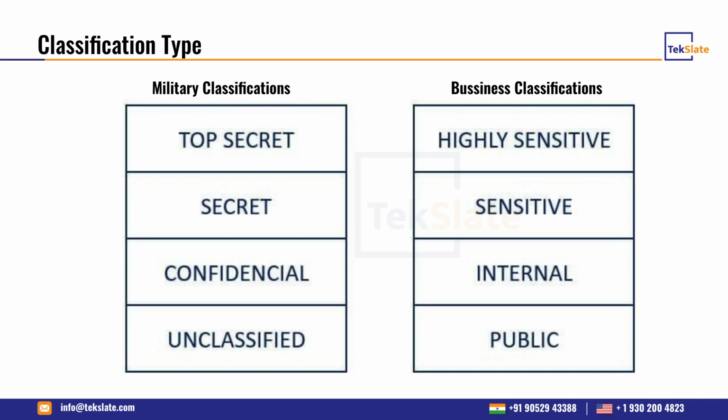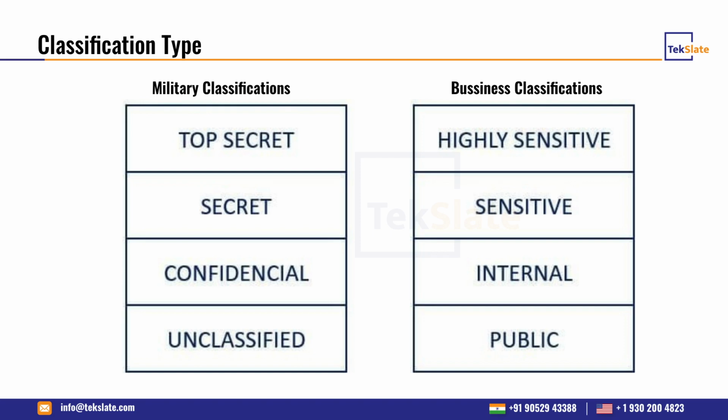So there are two types of classifications. One is in government, in military, or any defense organization, and we have private classification, that is business classification. They both are different, means the labeling of files can be different. There is top secret, confidential, unclassified. And business classification is like highly sensitive, internal, public. They can be their own, right? But in government this structure is followed in 90% of cases. Government uses these labels for classifying the assets, right?